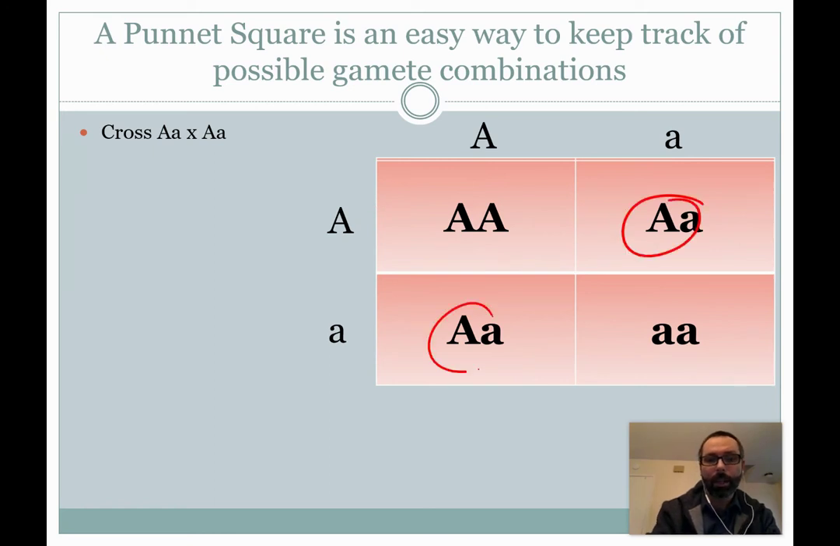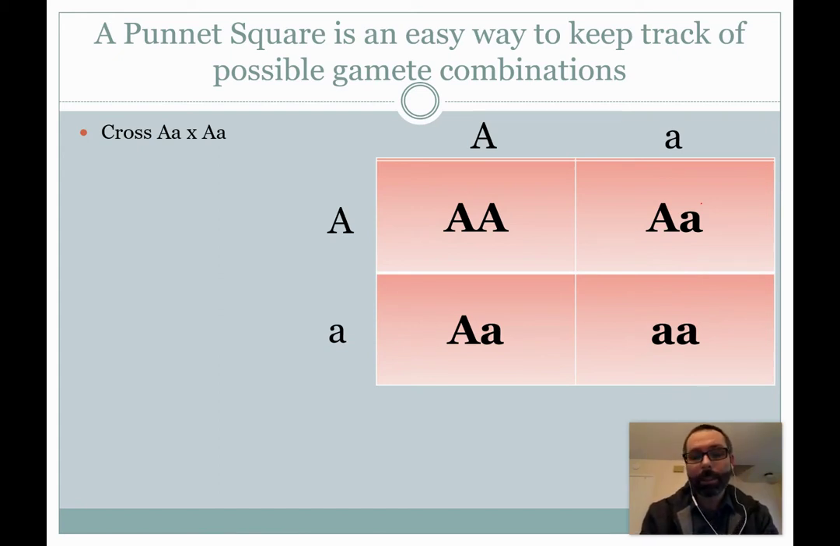These two have a big A, little a, because there's a big A and a little a for each one. And then, of course, the two little a's come from the two little a's. Right? Those are the only combinations that you can get. There's only four possibilities when you are working out these crosses.